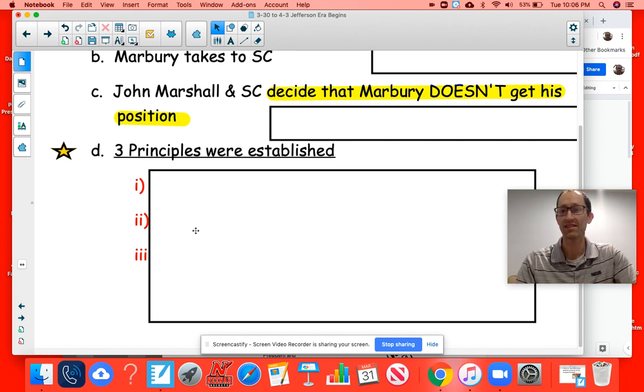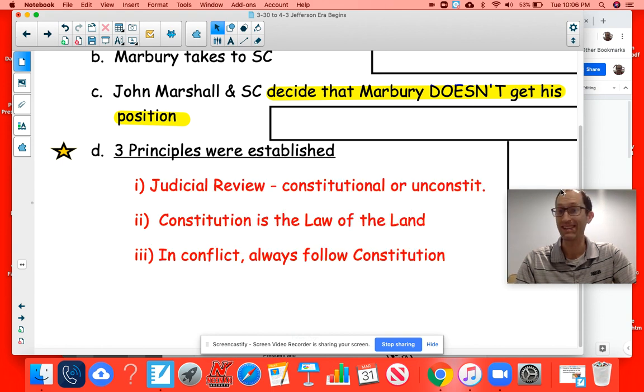In so doing, he established judicial review. Remember, 1, is a law constitutional or unconstitutional? 2, the Constitution is the law of the what? The land. 3, in conflict, always follow the Constitution. That's it, boys and girls.